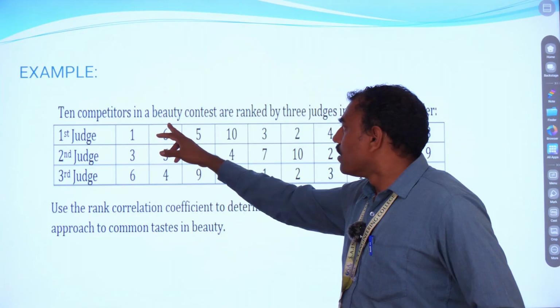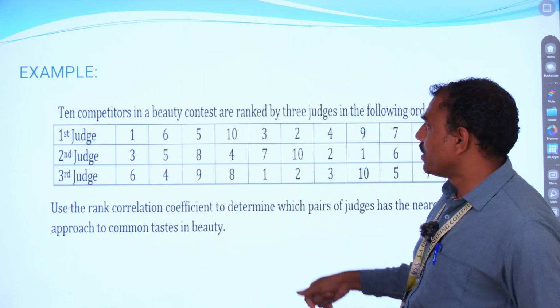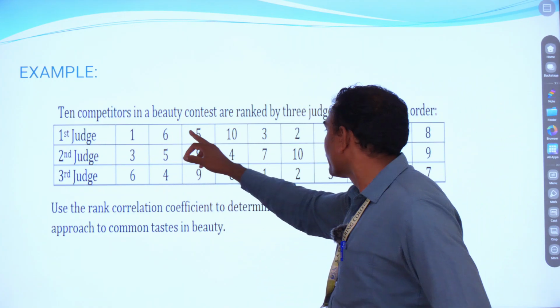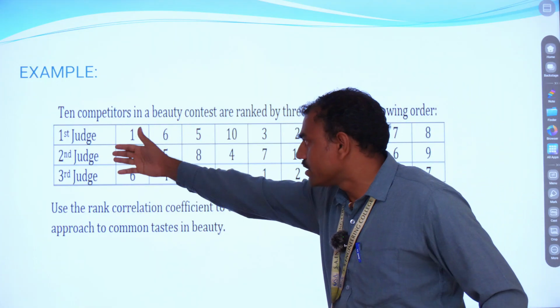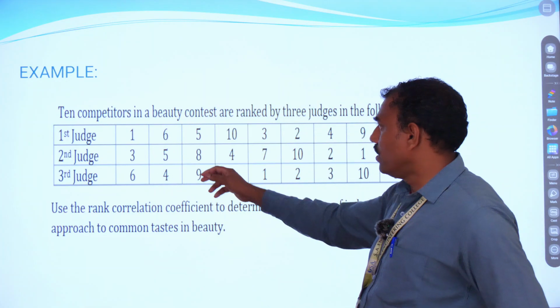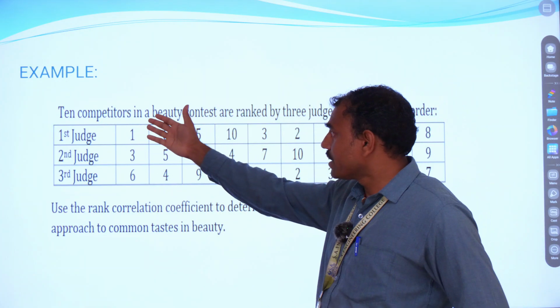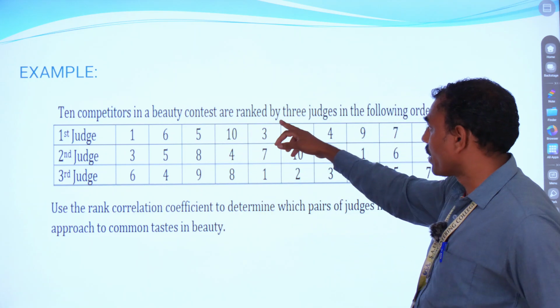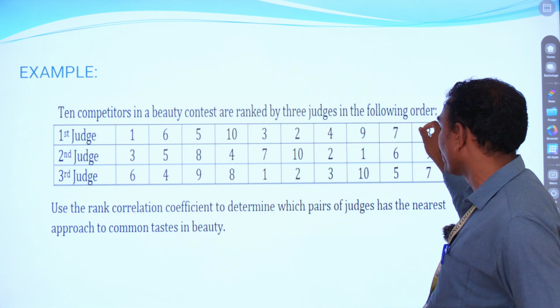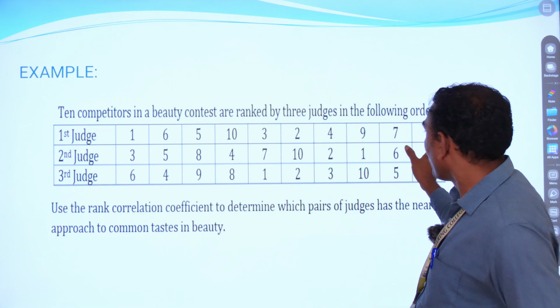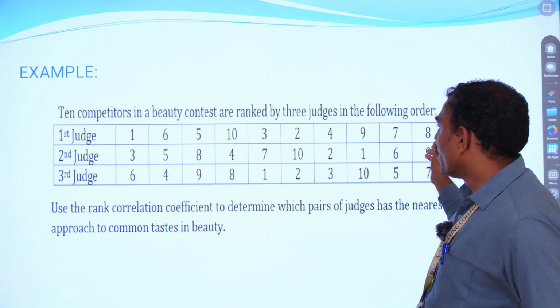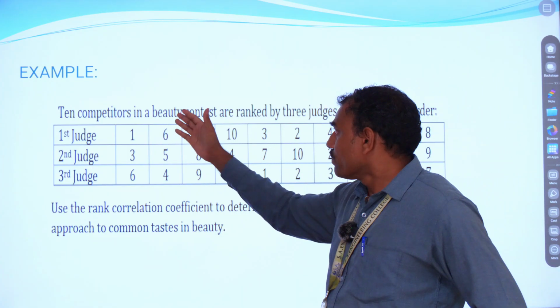Here 10 competitors are given, and 3 judges are available. The 10 competitors in a beauty contest are ranked by the 3 judges in the following order.